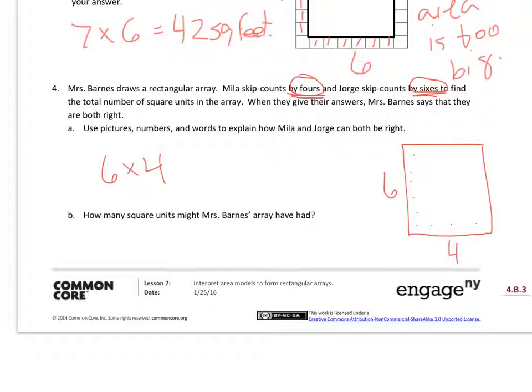So that's how they could both be right, and it would actually give us a total of 24 square units. Because one was counting by 4s, one was counting by 6s. That could have been, one was counting by 5s, one was counting by 7s, one was counting by 3s. It could have been anything as long as there were 2 numbers that they were skip counting by, because those are the 2 side lengths. Or those are the 2, one is a row, one is a column.